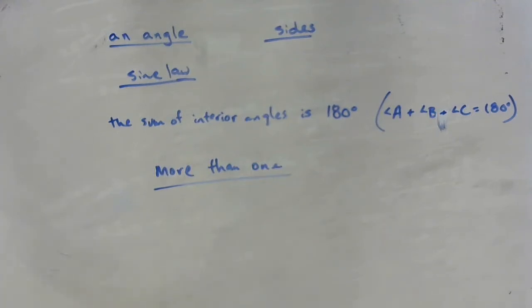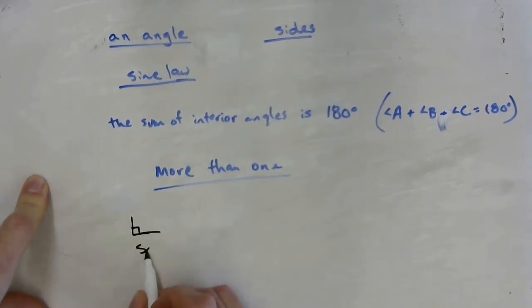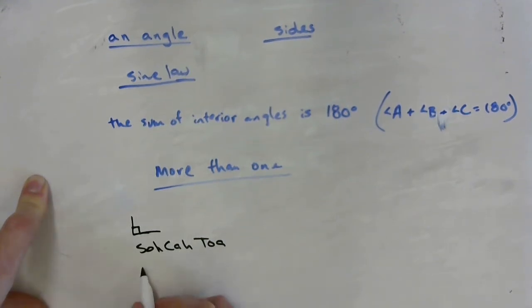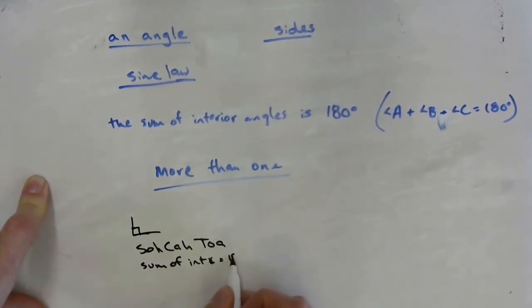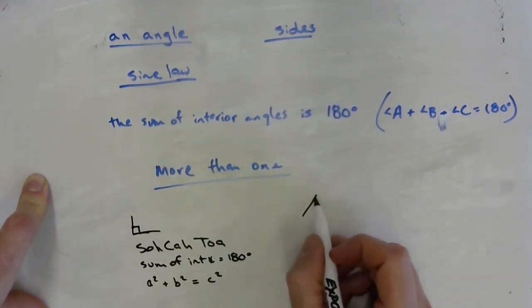Okay, quick review of the tools that are in your toolbox. Let's go right angle triangles. Right angle triangles, what can you do? SOHCAHTOA. Love it. What else? We've got sum of interior angles. What else? There's one more. A squared plus b squared equals c squared. Okay, Pythagorean theorem.